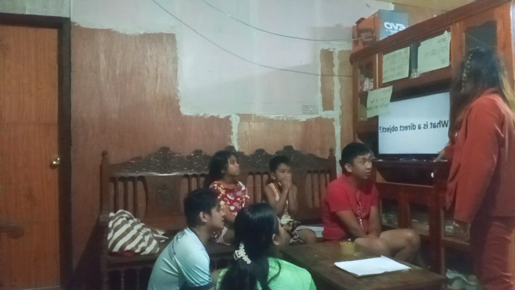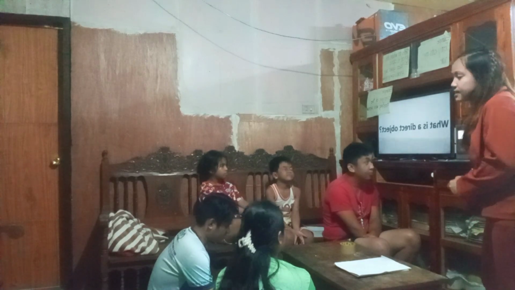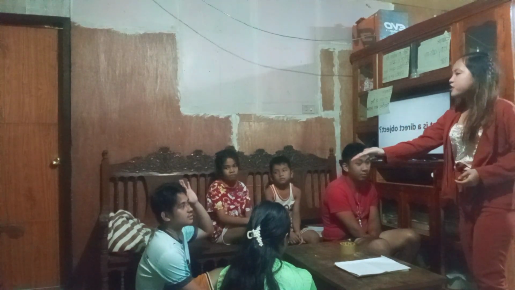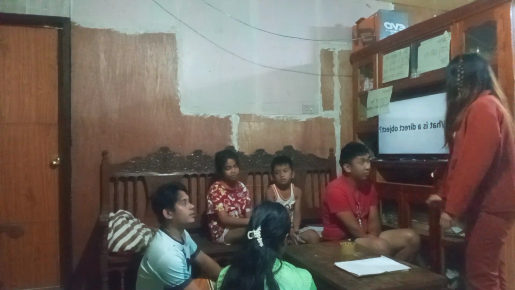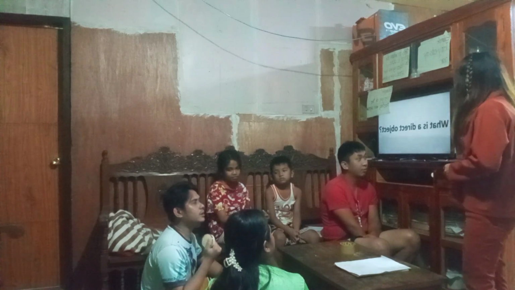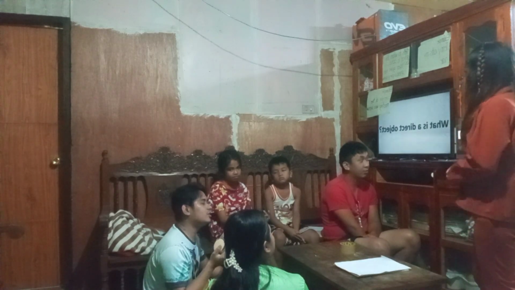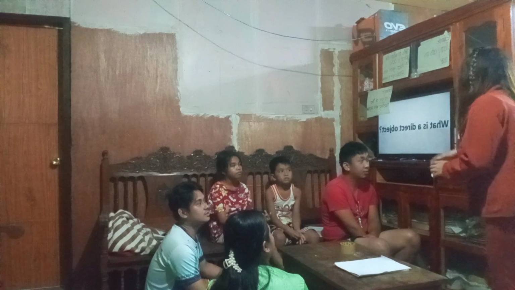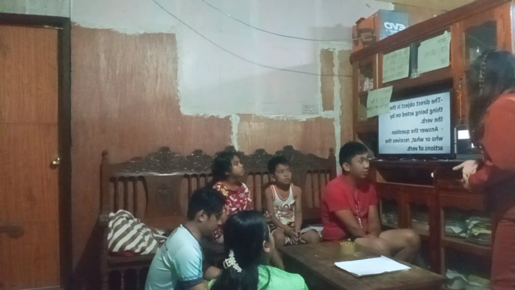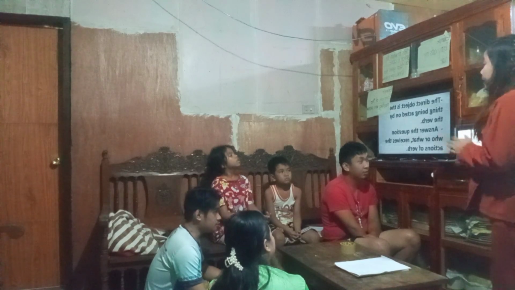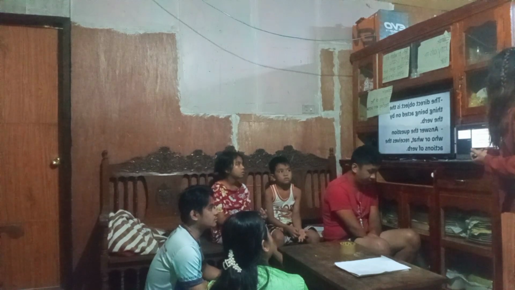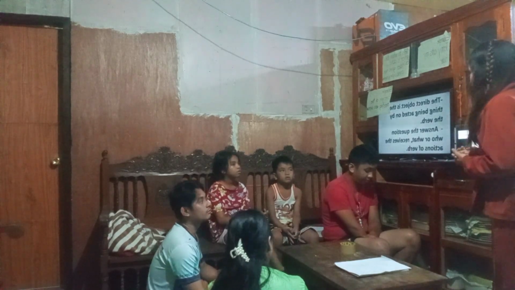Now, let's move on to this one. What is a direct object? Anybody? Okay, Mr. Al Nathaniel. The direct object is the thing being acted on by the verb. Very good. That is correct. The direct object is the thing being acted on by the verb. And always remember that it answers the question who or what received the action of the verb.